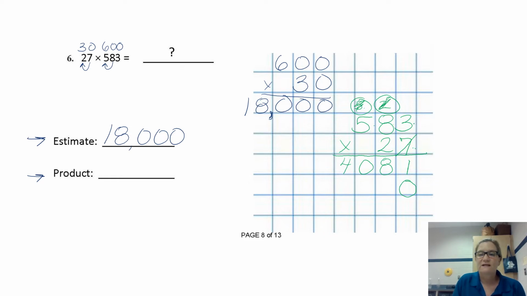2 times 3 is 6. 2 times 8 is 16, carry the 1. 2 times 5 is 10, plus 1 is 11. 1 times 1 plus 0 is 1. 8 plus 6 is 14, carry the 1. 6 plus 0 plus 1 is 7. 4 plus 1 is 5, and nothing plus 1 is 1. And then I add my comma.